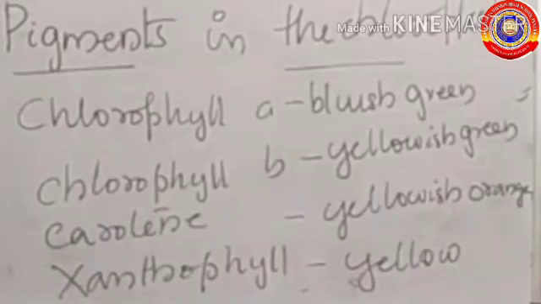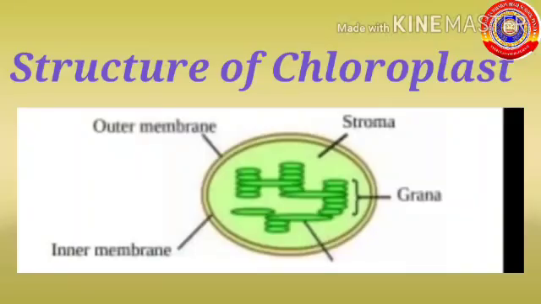Here, chlorophyll B, carotene and xanthophyll are called the accessory pigments, as these three pigments absorb the sunlight and transfer it to chlorophyll A. Next, we discussed the structure of the chloroplast. The chloroplast contains two membranes, outer membrane and inner membrane. Inside the membrane, it is filled with a fluid called stroma. In the stroma, membranous sacs are arranged one above the other, which are called the grana.